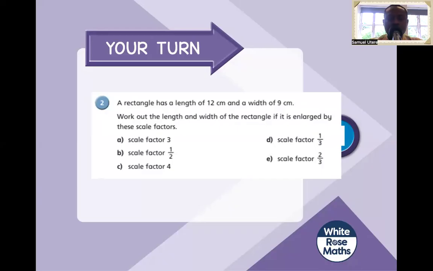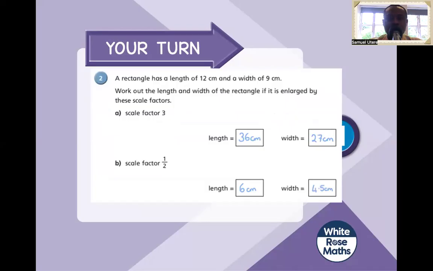Assuming you've paused the video and you've answered question 2, here are the answers. Let's discuss them. For question 2, we're asked: the rectangle has a length of 12 centimeters and a width of 9 centimeters. We're asked to work out the length and width of the rectangle if it is enlarged by the scale factors. You just need to multiply the corresponding length and width by those scale factors, and this should be your answers.